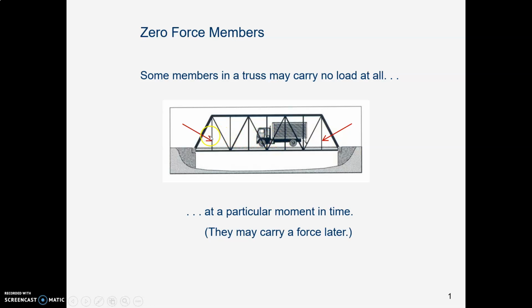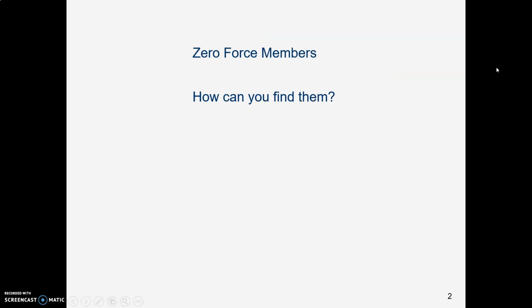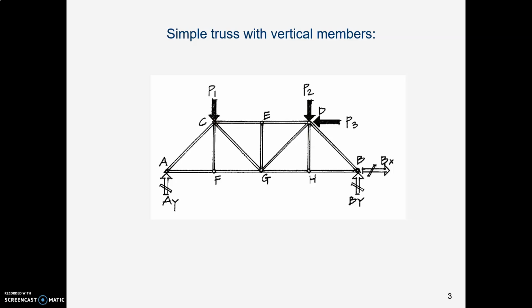When the truck drives to the end of the bridge and is putting a load on this bar down here, it will no longer be zero force. But at this moment in time, it's zero. How can we figure that out? I want to show you a handy-dandy shortcut for figuring this out. And to do that, let's look at an example.